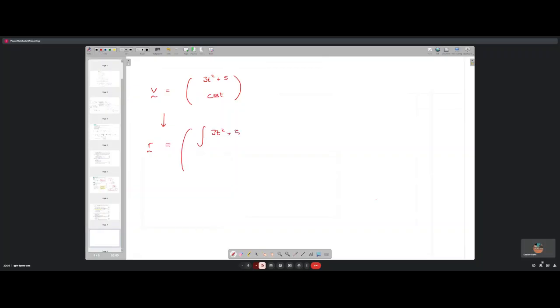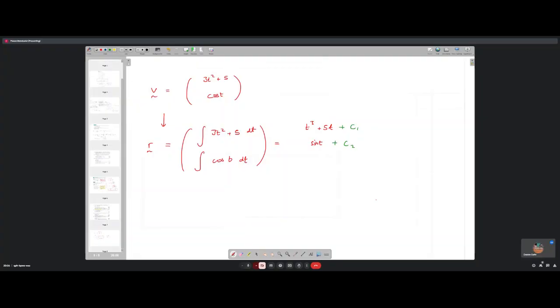We know that there'll be plus c, but you need to be really careful about something. You're going to integrate the top, so that will be t cubed plus 5t. And on the bottom, it will just be sine t. Now this is really important. Do not say plus c, plus c. These two things will be different constants. So plus c1 and plus c2.